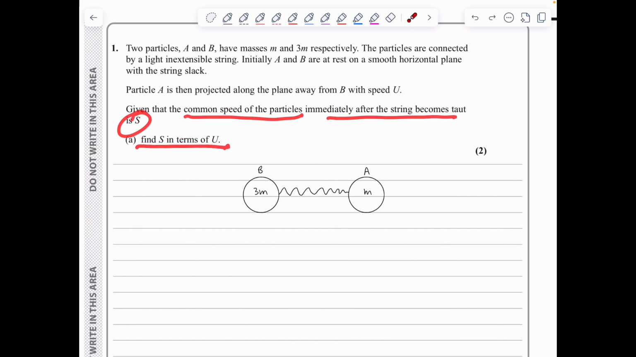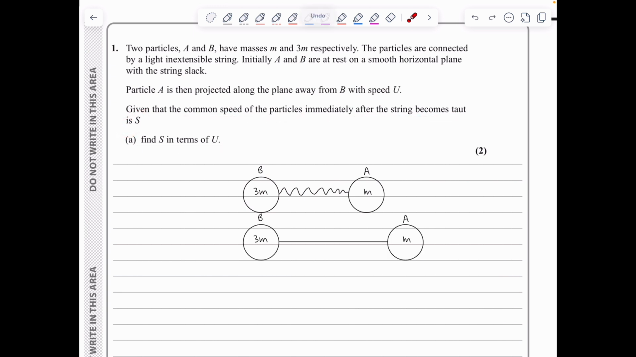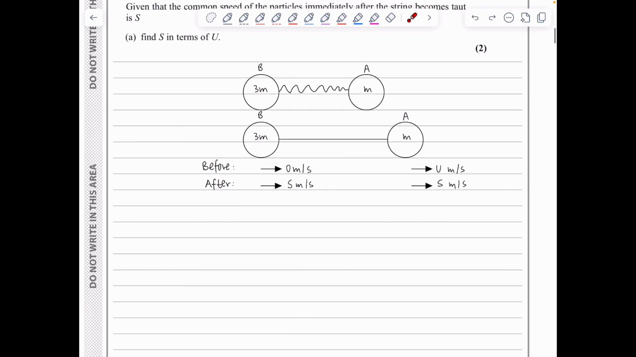in terms of U. So the string becomes taut. Now just the moment before the string became taut, B had a speed of 0 and A had a speed of capital U, both pointing to the right. And after the string becomes taut, they are both moving to the right with a speed of capital S. Well, I'll be using the conservation of momentum. So momentum before is equal to the momentum after. Momentum is simply the product of the mass and the velocity.